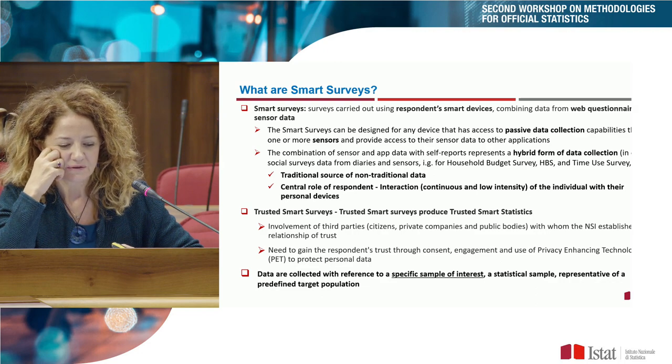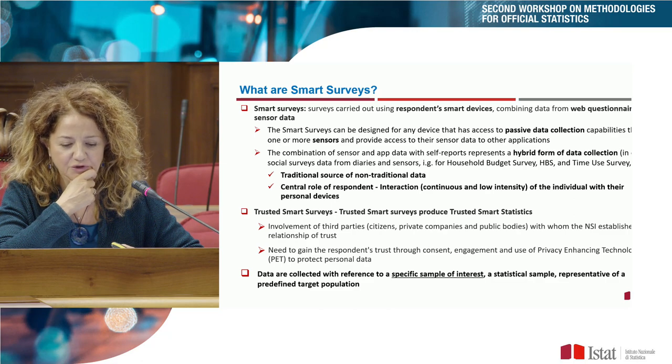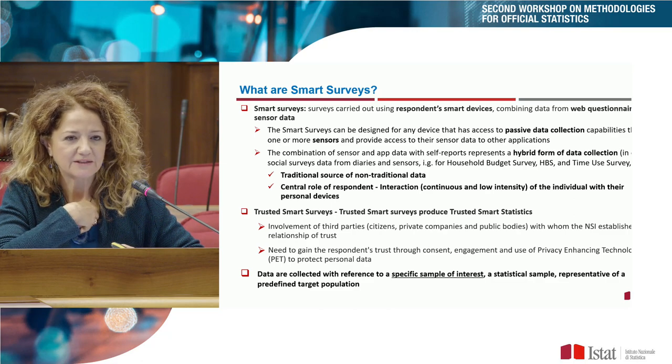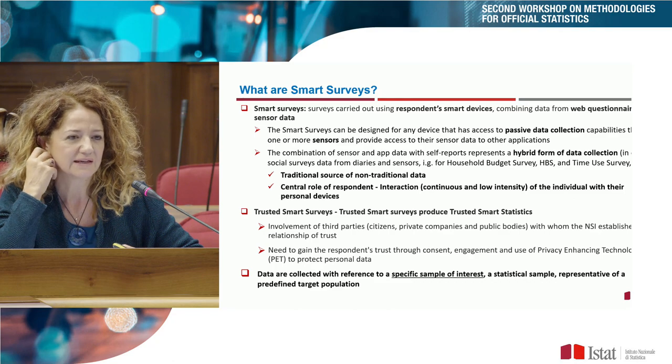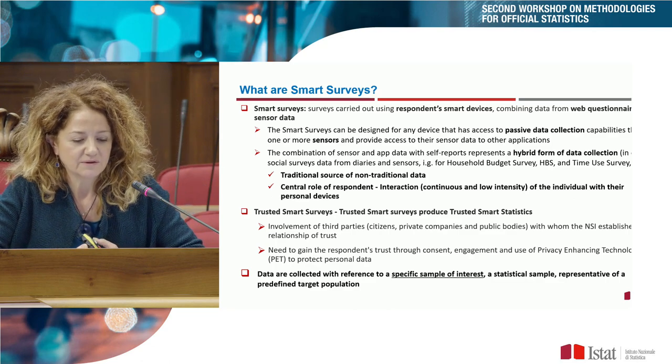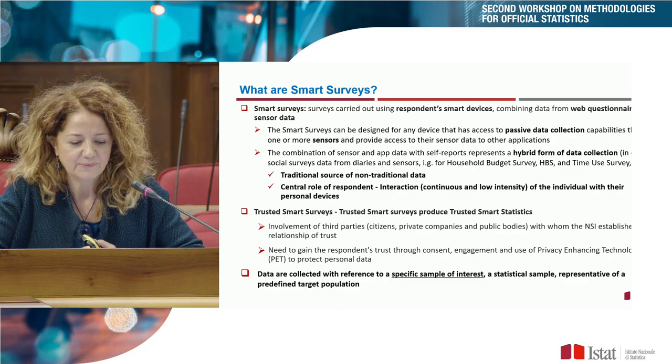So the combination of sensor and app data represents a hybrid form of data collection. For example, in official social surveys, we consider data from diaries, in particular, and sensors together. For example, for the household budget survey, HBS, and the time use survey. So smart surveys are a traditional source of non-traditional data. Traditional source because it is a survey with a representative sample selected from a target population, but using also non-traditional data. In this type of survey, a central role is the role of the respondent, who interacts continuously and at low intensity with the personal device.